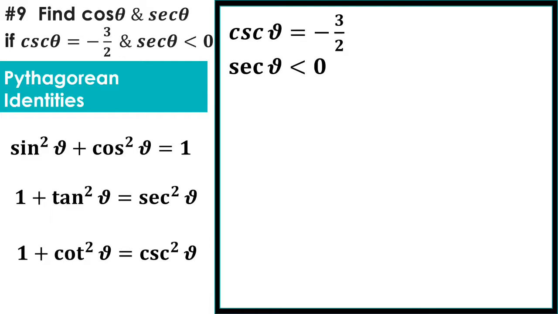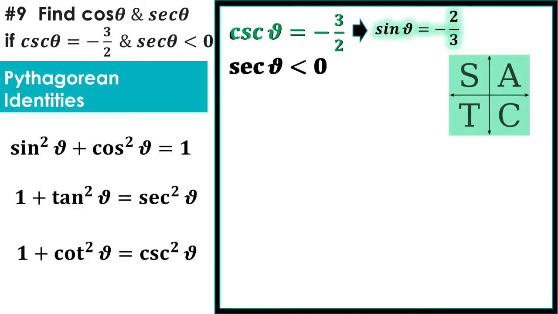So I'm going to use the fact that cosecant's reciprocal is the sine of theta. So if cosecant of theta is equal to negative 3 over 2, well then sine of theta is equal to negative 2 over 3. Eventually, we're going to have to know what the sign of our answers are, so I might as well start there.